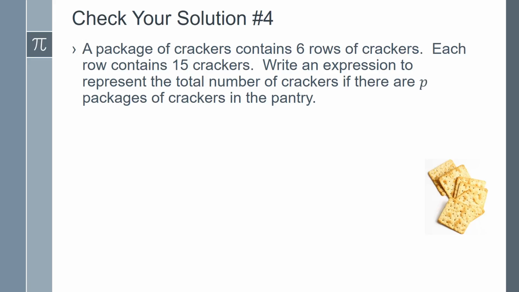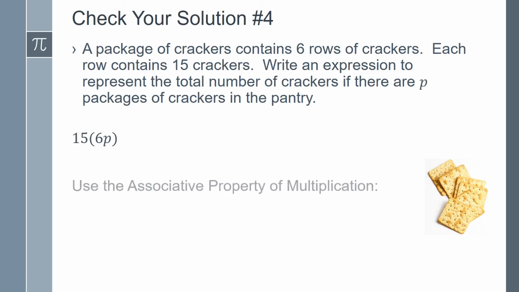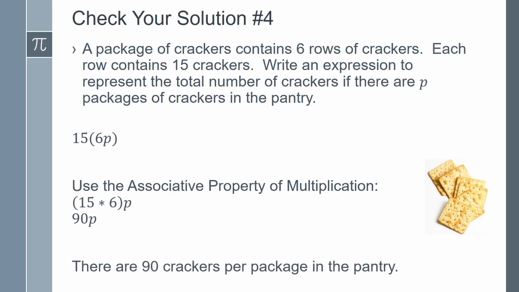First, we need to start with our general expression. 15 times parentheses 6p. Remember that p stands for the number of packages of crackers, 6 are the number of rows in each package, and 15 are the number of crackers in each row. We can use the associative property of multiplication to rewrite this expression as 15 times 6, all in parentheses, times p. This simplifies to 90p. So there are 90 crackers per package in the pantry.